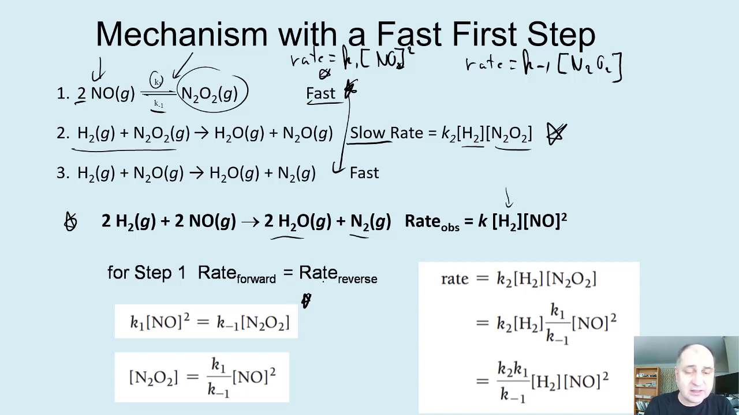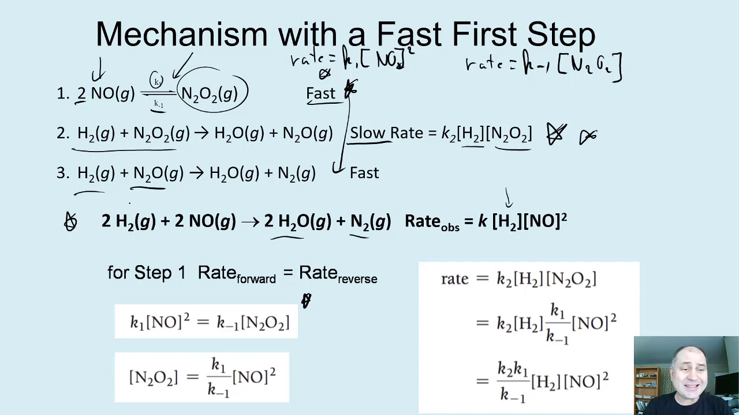And so once that's established, we can proceed with the second reaction, which is the rate determining step. And then the third reaction is also fast. You can establish rates or rate expressions here based on the reactants and then some sort of K.